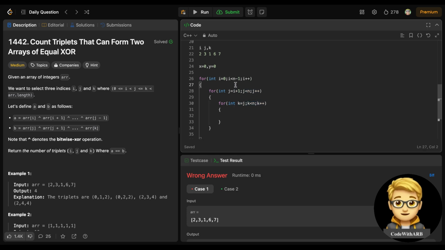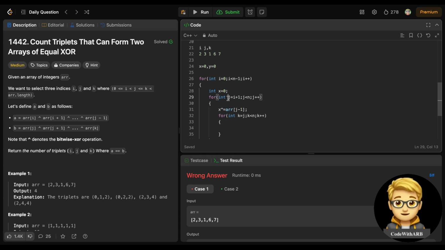So what we need to do, this x should be initialized to 0 whenever we start from i, right? So whenever we start from i, this should be 0. This x XOR would be the first XOR, so that would start from i to j. So from i to j, I need to take a XOR of array of j minus 1.